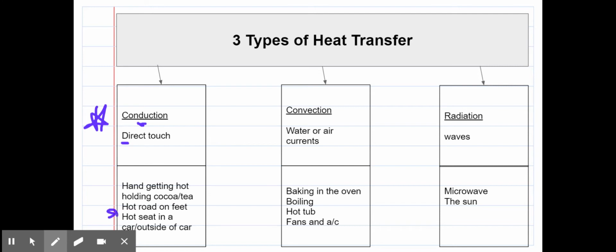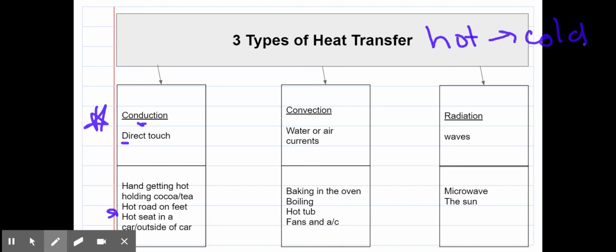It's also important to remember right now that heat transfers from hot to cold or from warm to less warm. So whatever is the most hot that's what's going to be that heat transfer from hot to cold. That's why your cup of hot cocoa transfers to your hand because your hand is not as warm.